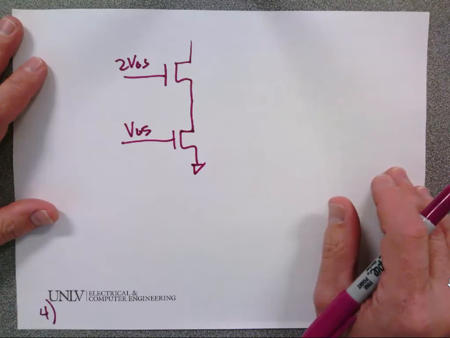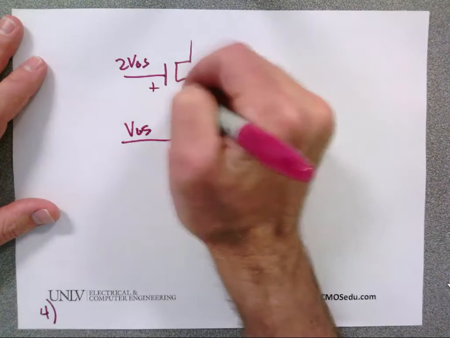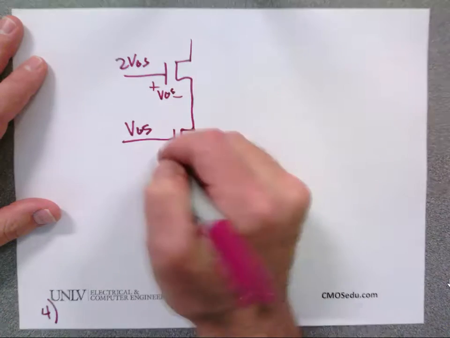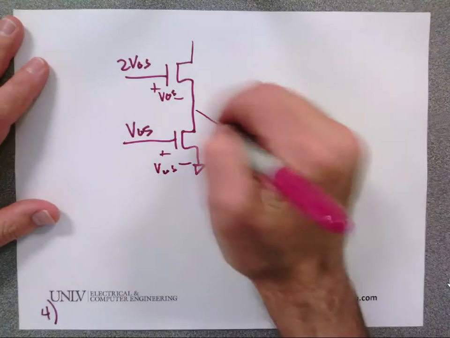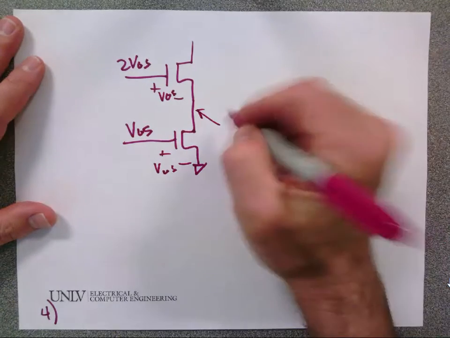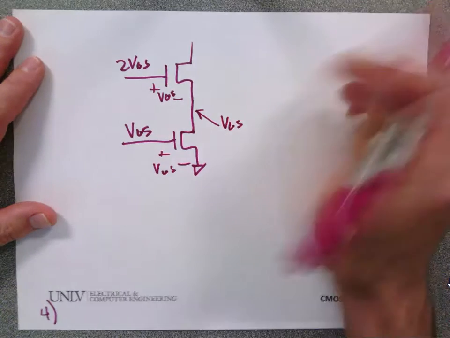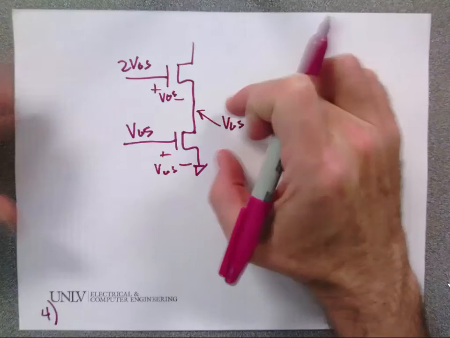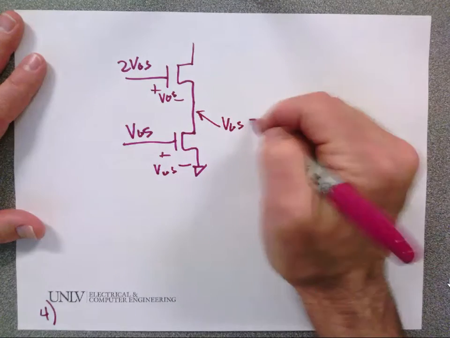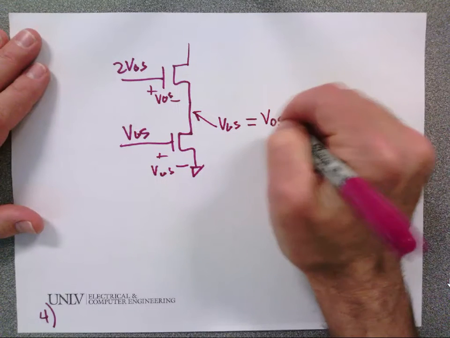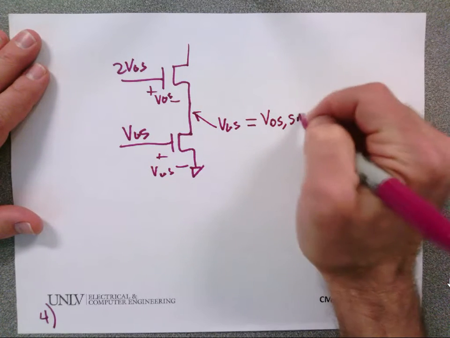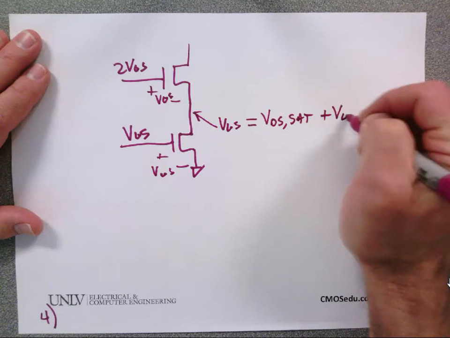Does everybody understand that both of these are VGS? Does everybody understand this voltage is VGS? So if this is the way I've got this drawn, I have to have at least VGS, and that is, what is it? VDS sat plus V threshold. There you go.